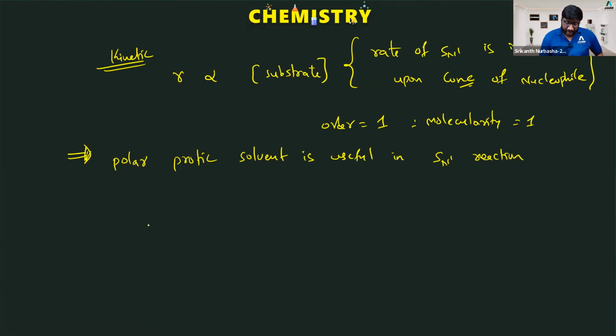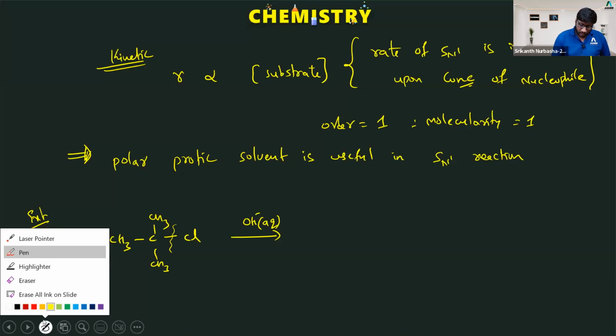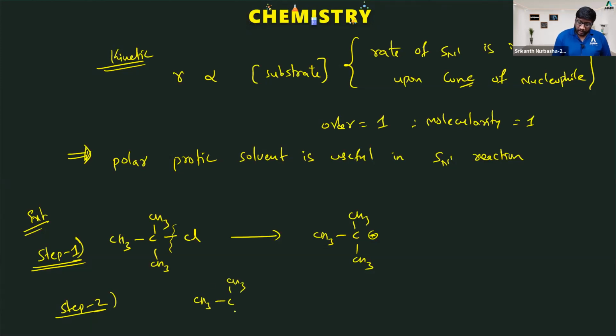Because, if I take (CH3)3C-Cl and I'm treating it with aqueous OH minus, in the presence of aqueous medium OH minus acts as a nucleophile. So step 1 is the breaking of the carbon-chlorine bond. The carbon-chlorine bond is going to be cleaved slowly to form the respective carbocation, (CH3)3C plus. This is step 1. Step 2: the (CH3)3C plus, because it is a most stable carbocation, is going to be attacked by the nucleophile fast, forming the respective alcohol, (CH3)3C-OH. Step 1 is the slow step.